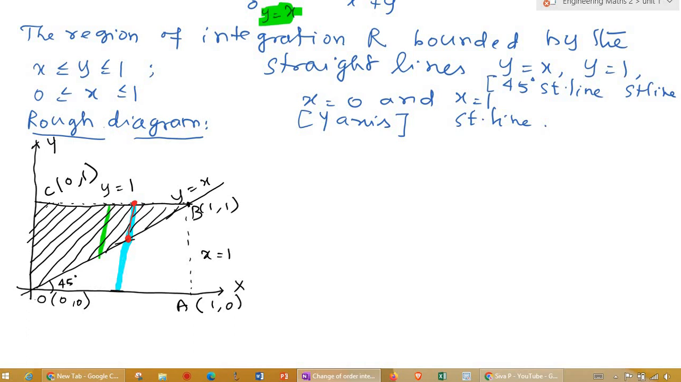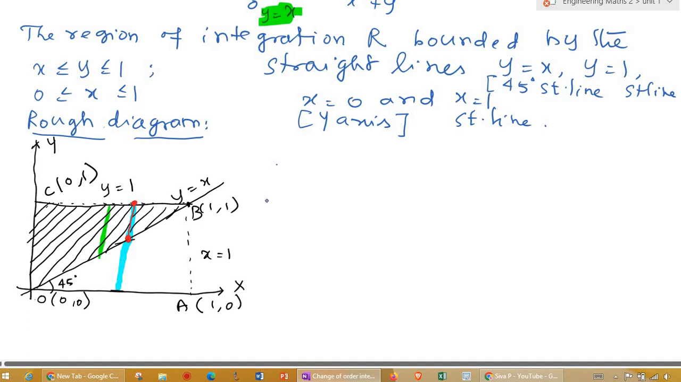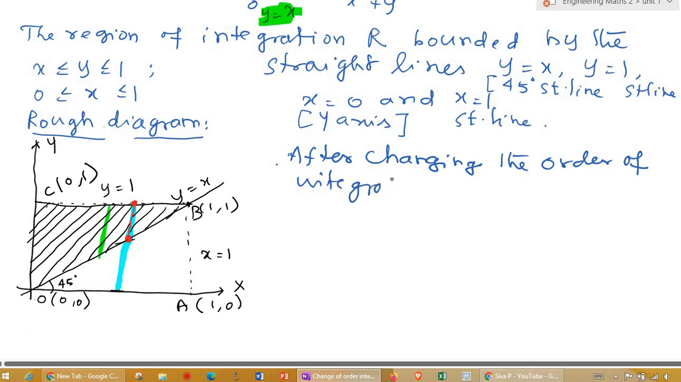Next you have to change the order of integration. It is our question, is it not? Change the order of integration. After changing the order of integration, the integral I equals the double integral over the region R of x dy dx divided by x square plus y square. Already it has been written as dy dx, so you have to write dx dy.